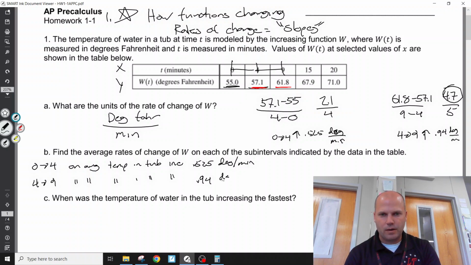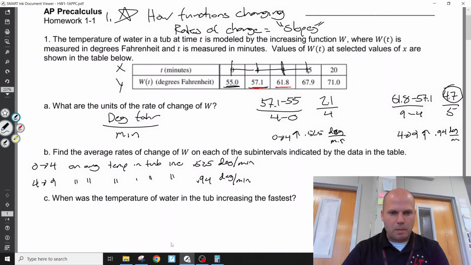0.94 degrees per minute. We're going to give you easier values to calculate, so don't stress about how you got 0.94, or whether we'll be given a calculator. Don't stress out about that. Use a calculator for now, but you'll be fine. From 9 to 15, let's do the math.